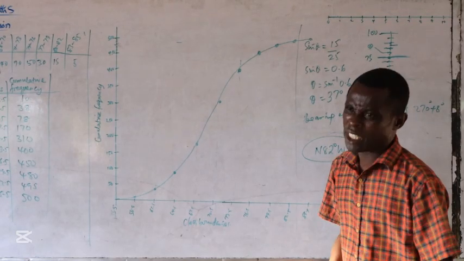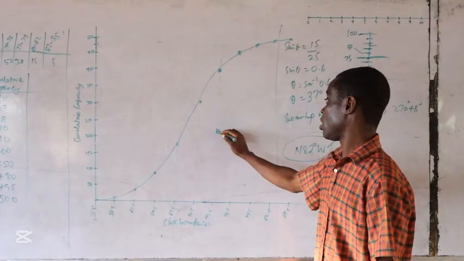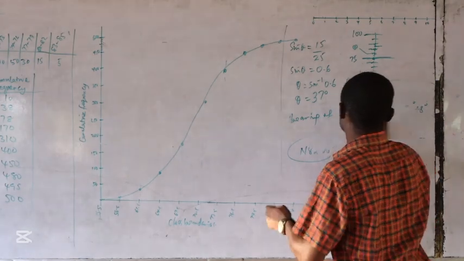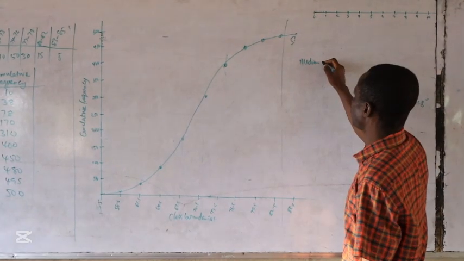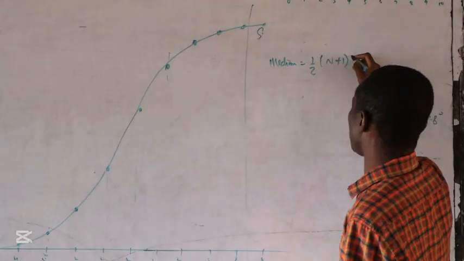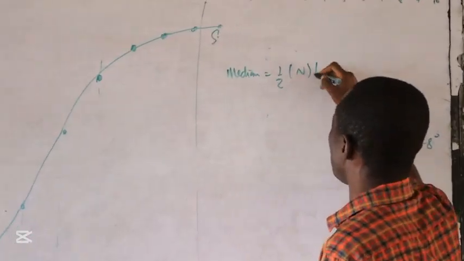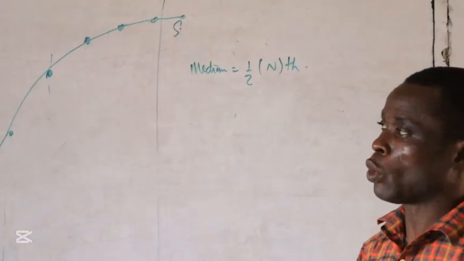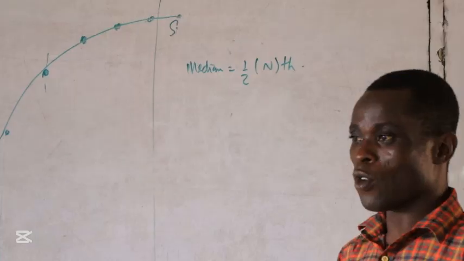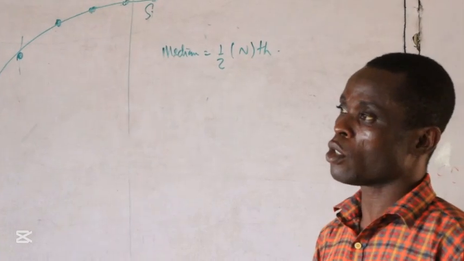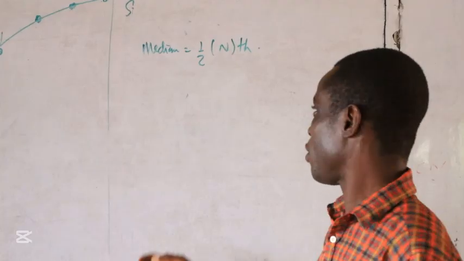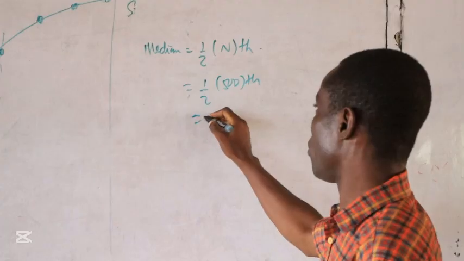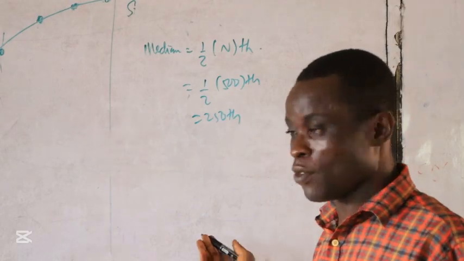Now, median. To find the median, let me write it here. Median is equal to one over two into n plus 1 position. You can use n plus 1 or n position, there's not much difference. If I use n plus 1, that would be 501 over 2, which will give us 250.5. For somebody that uses n position, 500, that will give us 250 position. There's not much difference.